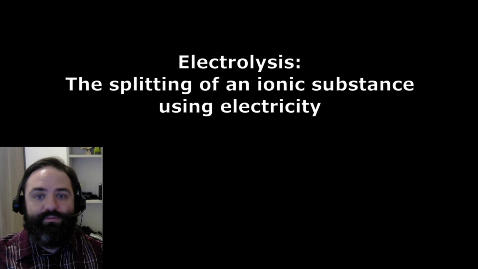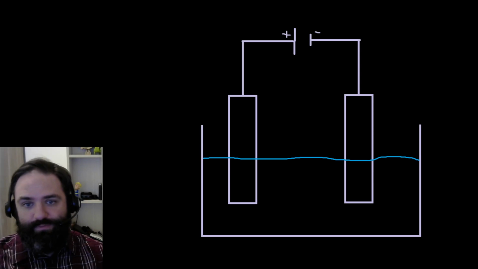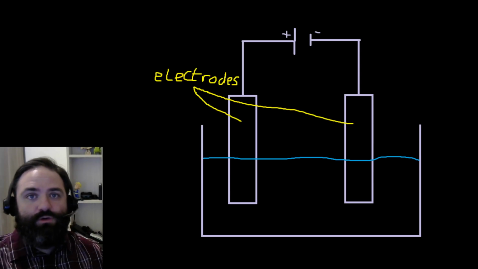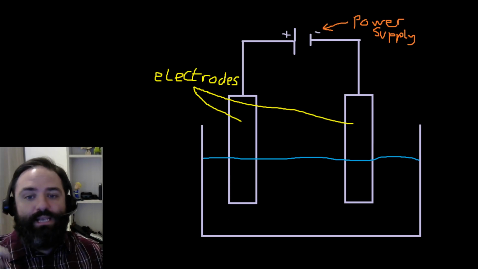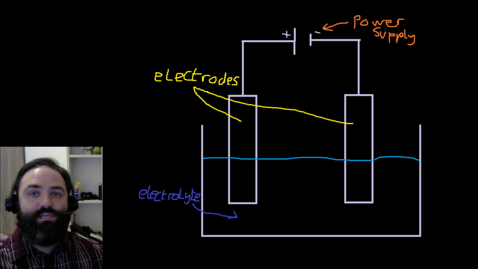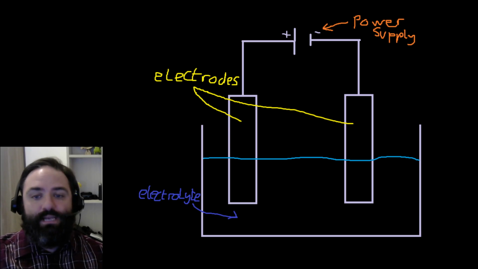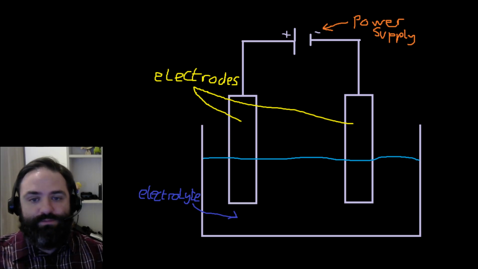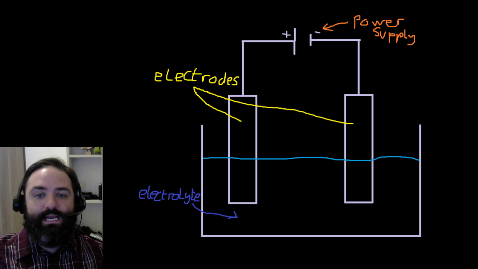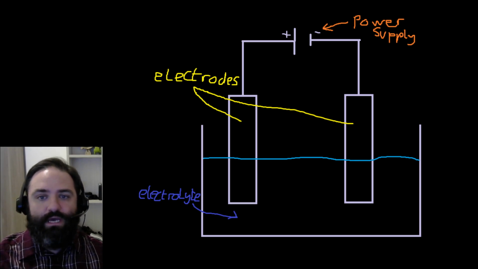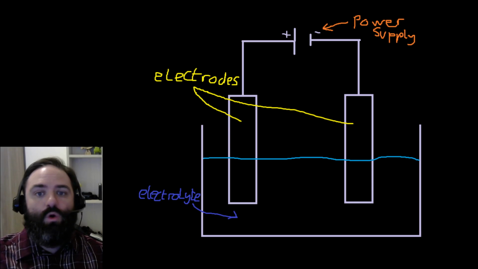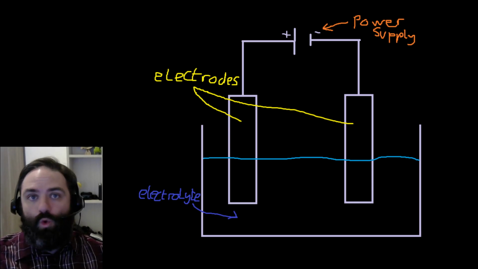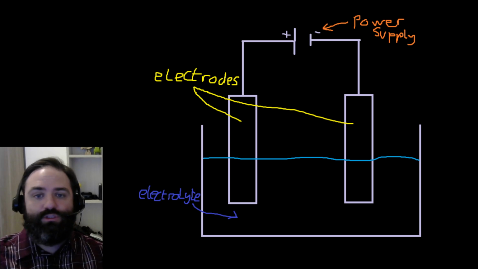In order to perform electrolysis, you need an electrolysis cell. It looks like this. It consists of two electrodes, a power supply, and an electrolyte. The electrolyte is the substance that is being split up. It's being electrolyzed. The electrolyte must be an ionic substance, and it must be in a liquid state. So that can either be melted, which takes a lot of energy and is expensive, or you can dissolve it in water, which is what's usually done.